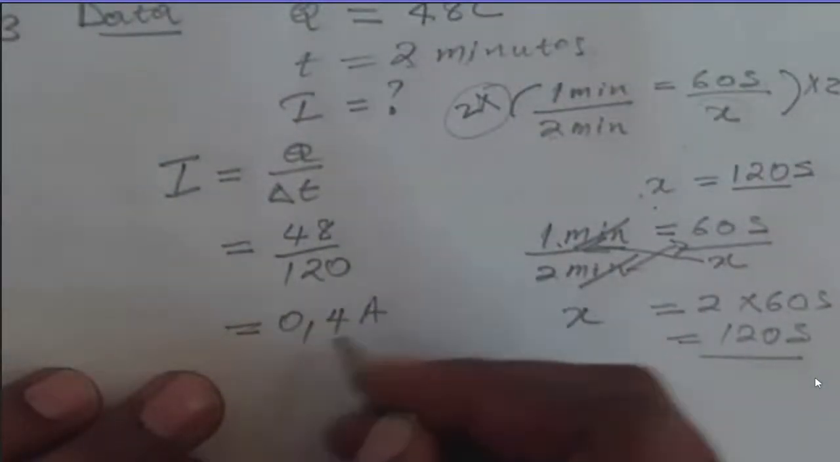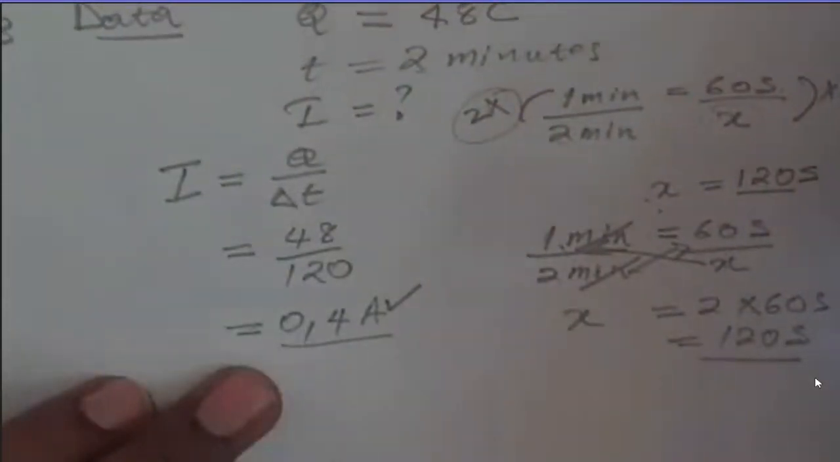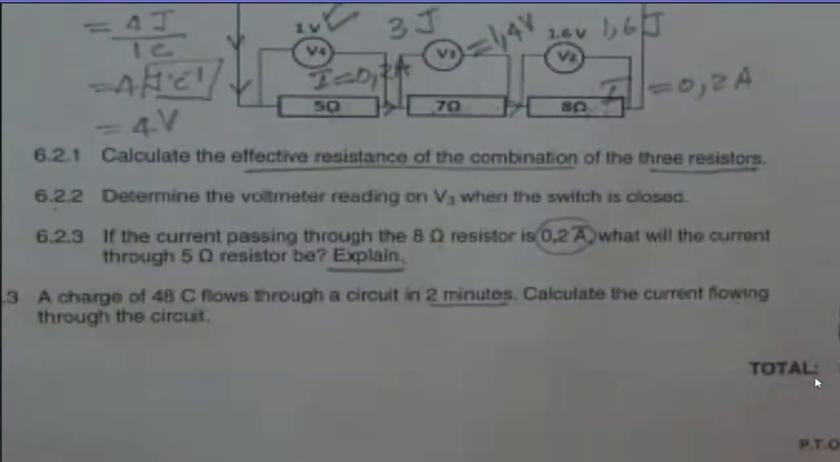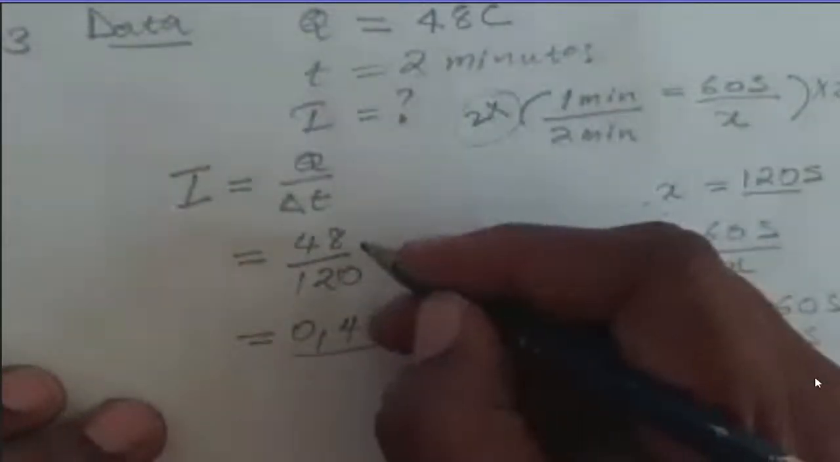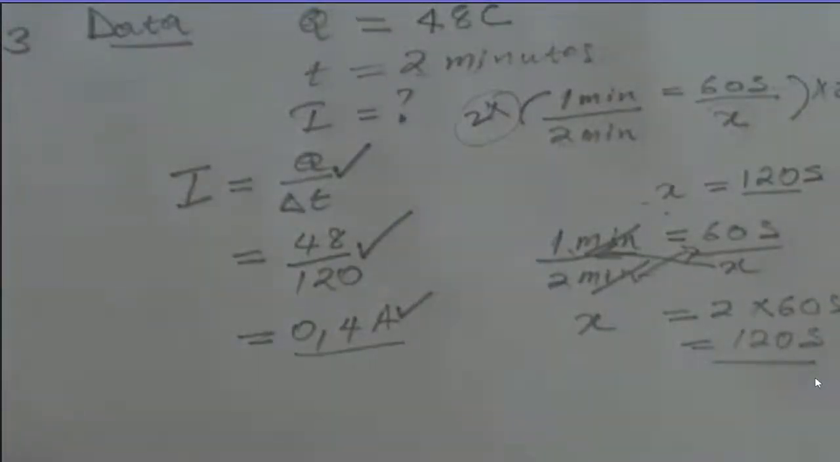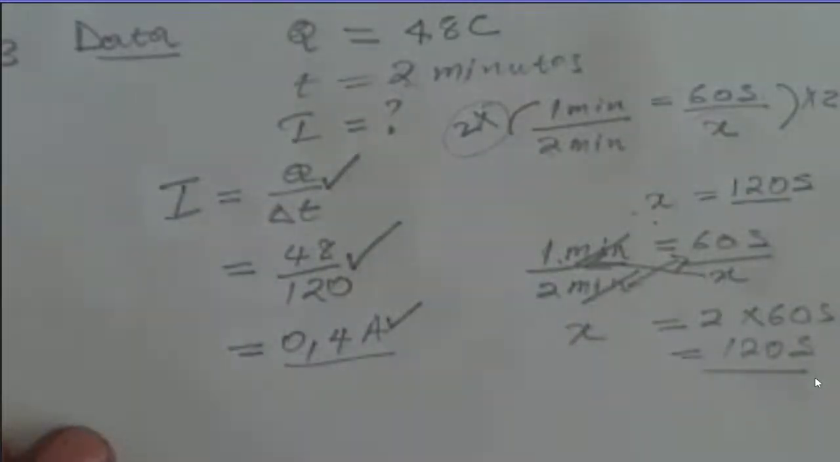That's 0.4 ampere. So I'll be having a mark. How many marks for that one? I'm sure this one is 3 marks. Yes, it is 3 marks. So it's a mark for this one, a mark for that one, a mark for that one. So I'm having the full 3 marks for this question.